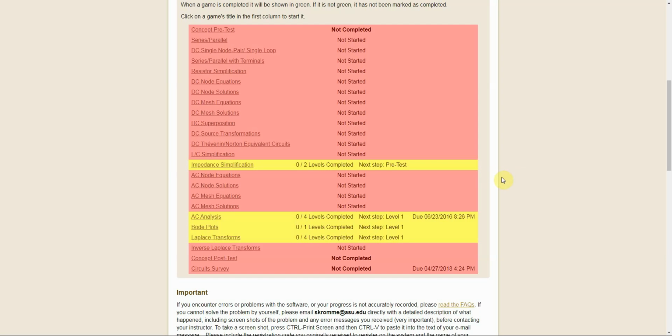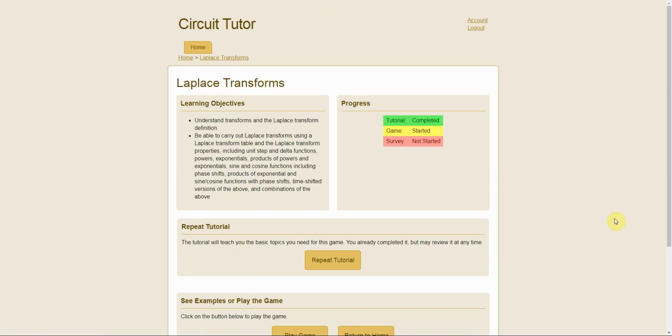This is an example of how to work the problems in the Laplace Transforms game in Circuit Tutor on level 1. Laplace Transforms is found on the website rather than in the downloadable software. So we'll go ahead and go into Laplace Transforms.